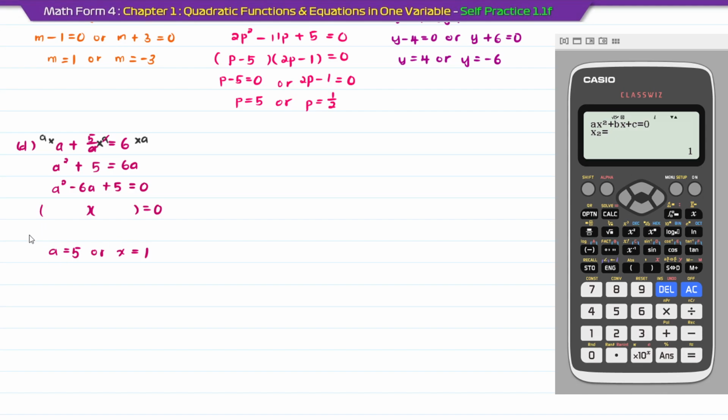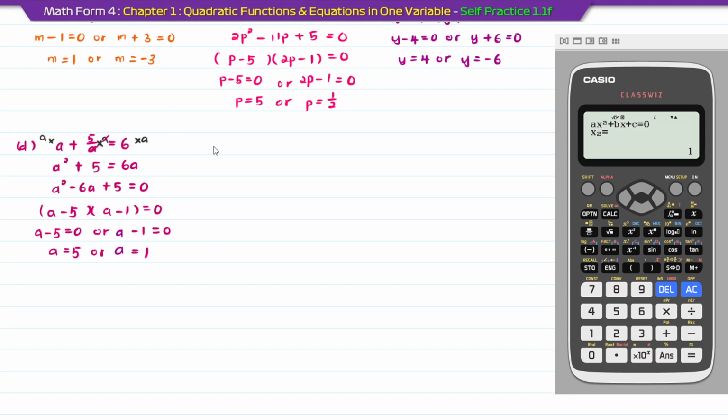So write it backwards. So we're going to have A minus 5 equal to 0, or A minus 1 equal to 0. Sorry, this one is not the X, this one is the A, remember. So we're going to have A minus 5, another one is A minus 1. So there you have it for the D.